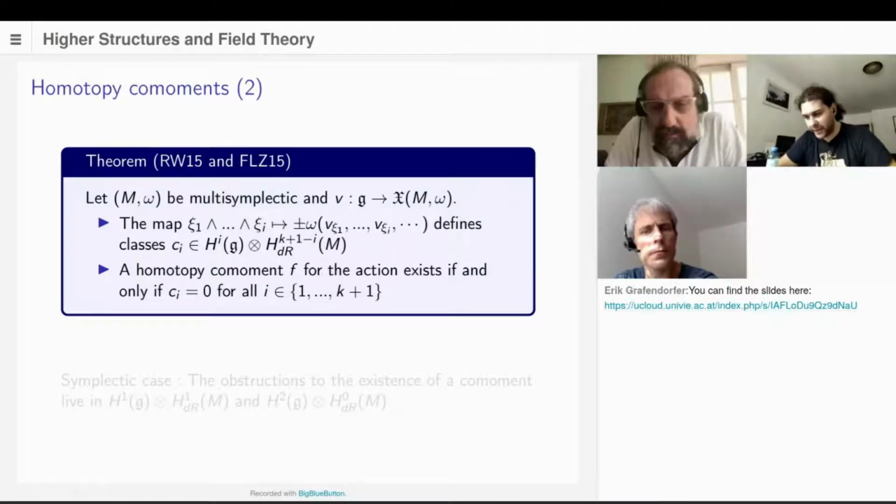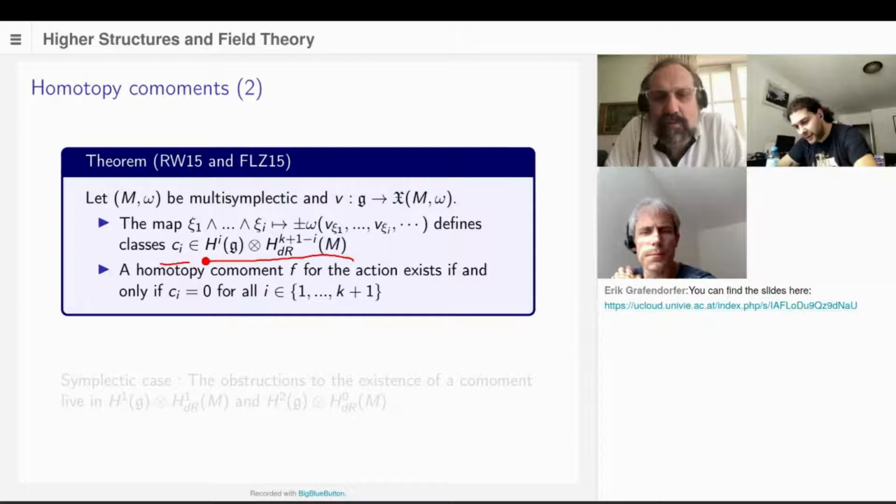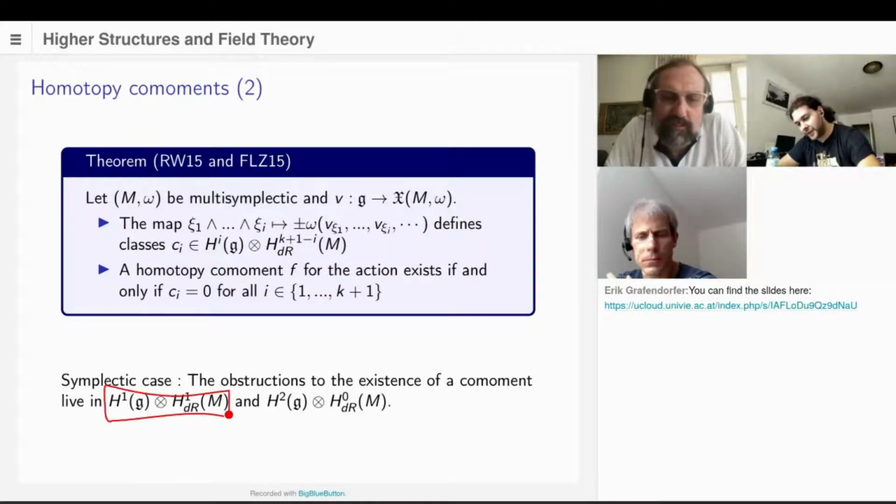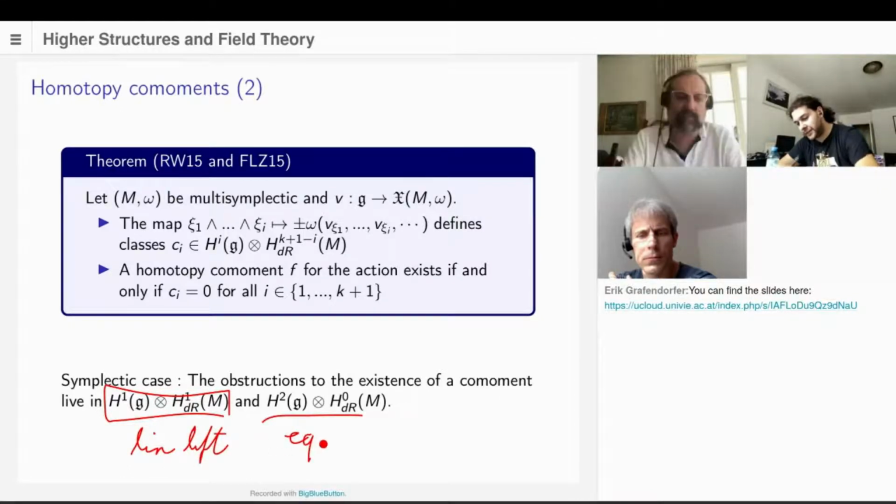We take a multisymplectic manifold with an infinitesimal action, and we can define cohomology classes, Ci, in this tensor product of Chevalley-Eilenberg cohomology and de Rham cohomology. Moreover, a homotopy comoment exists if and only if all those classes are 0. Before I sketch the proof, a brief reminder: in the symplectic case, this recovers the traditional obstruction classes, this one against the linear lift, and this one against equivariance.